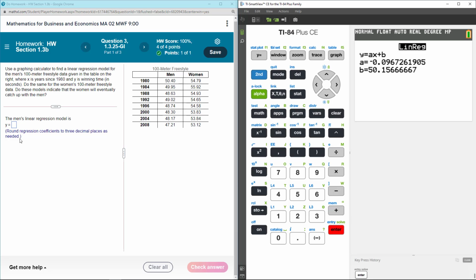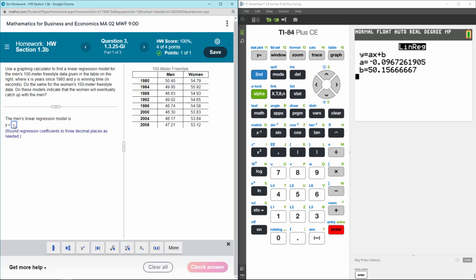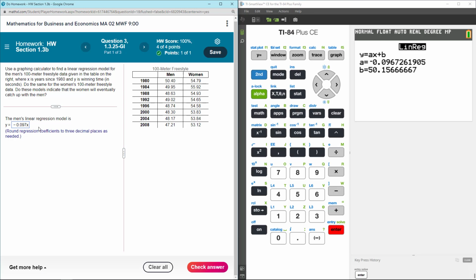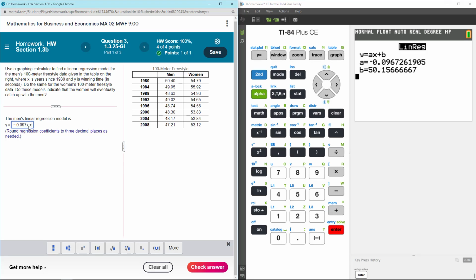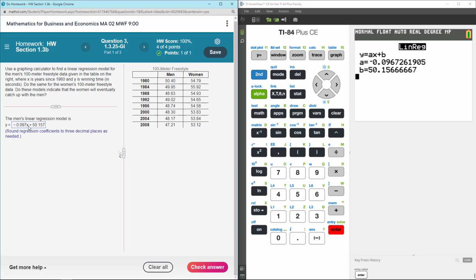Now notice that they want this rounded to the nearest three decimal places. So for this one, we have negative 0.096, and the fourth decimal place is a 7, which means we need to round up. So we are going to have negative 0.097 times x, and over here we have 50.156. The fourth decimal place is also a 6. We need to round that up to 7. So that'll be plus 50.157. And now I want to hit the enter button. And that is correct.